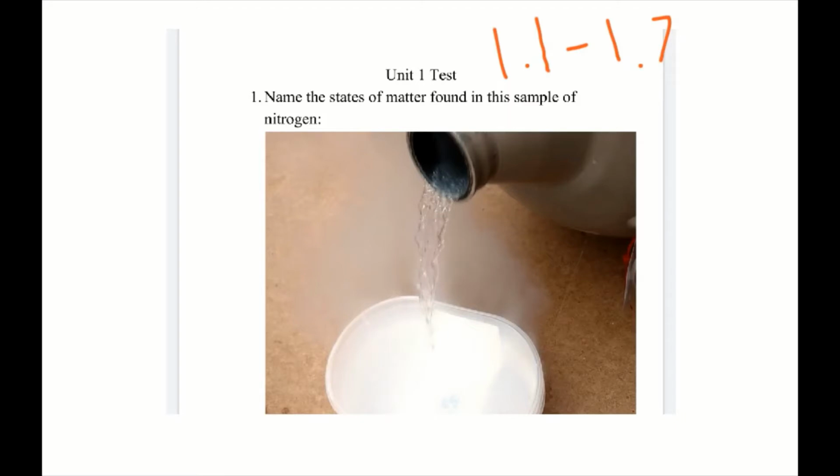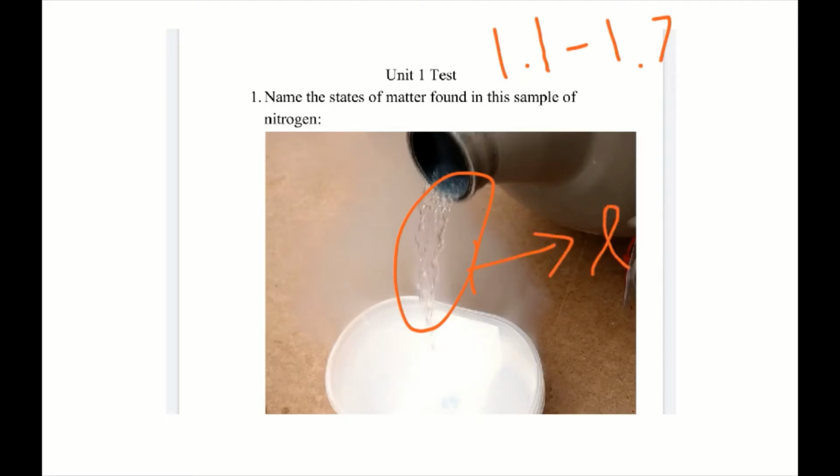So to start off, we are going to do number 1. Name the states of matter found in this sample of nitrogen. Now, what do I mean by nitrogen? Well, it's this stuff and this stuff. Basically the liquid that you see. And I basically just told you the answer. That does not have a definite shape, but it has definite volume.